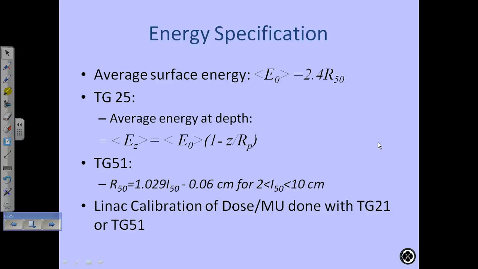This we covered, right? Remember this? E sub 0 is 2.4 times R50, the average surface energy. So that's the average energy as the electrons hit the surface. In TG25, we learned that E sub Z, the energy at a certain depth Z, is equal to E sub 0, this factor up here, times 1 minus the depth divided by the practical range. And in TG51, we learn more things. We learn that R50 can be described by this equation. If we had I50, where does I50 come from?